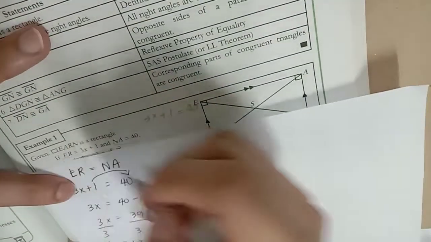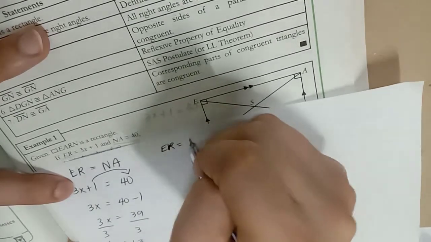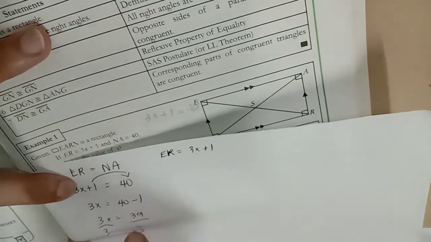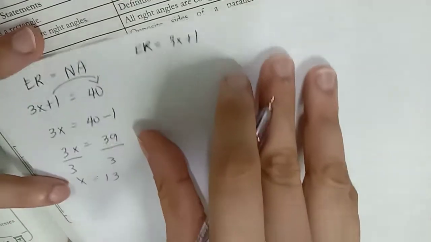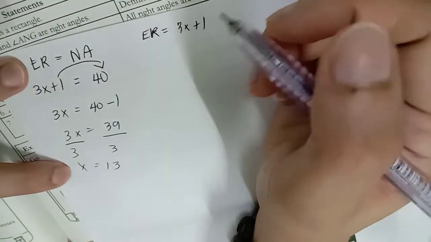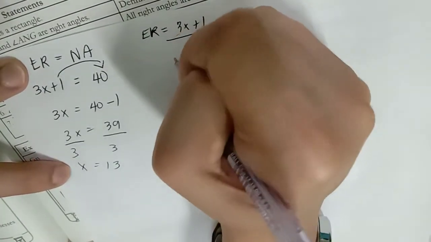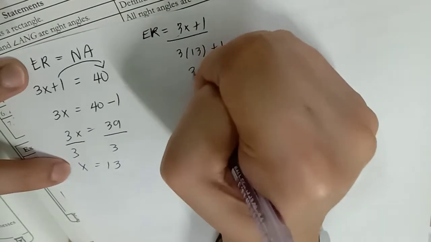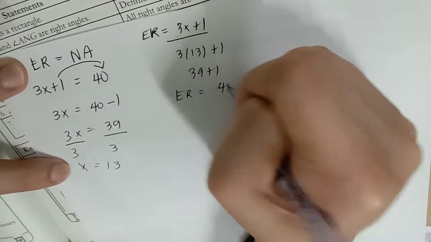So, in this case, si ER, diba? ER is equals to 3x plus 1. So yung x daw natin is 13. So, yun lang naman ang hinahanap. Wala na naman tayong pinapahanap na iba. Pero check lang natin. Kasi NA is 40. Equals to 40. So, dapat 40 din si ER. So, 3 times 13 plus 1. So, 39 plus 1. ER is also 40.